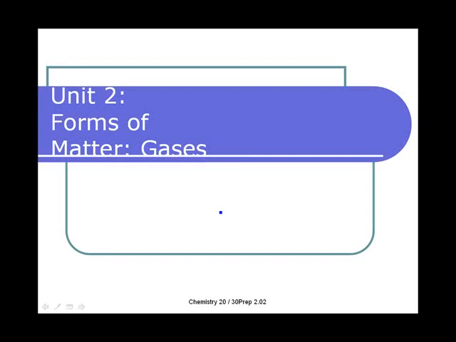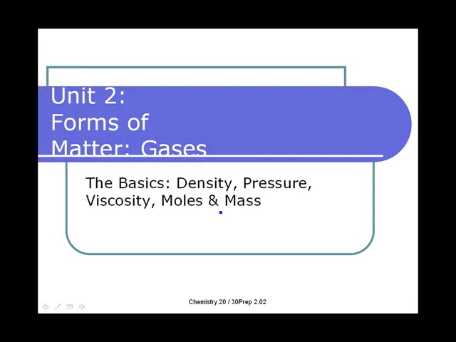Welcome back to Unit 2. We are going to continue on with some more of the basics, and we're going to focus on moles and mass and molar mass today.